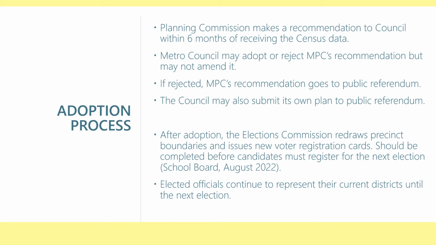Adopting new district boundaries works a little bit differently than other actions that Metro Council takes. Planning Commission makes a recommendation to Council within 6 months of receiving the census data. Metro Council may adopt or reject Planning Commission's recommendation, but may not amend it. That is, the Metro Council cannot change Planning Commission's recommendation and then adopt it. Instead, if Metro Council rejects Planning Commission's recommendation, that recommendation goes to the public in a referendum. If the Council sends Planning Commission's recommendation to public referendum, the Council may also submit its own plan to public referendum.